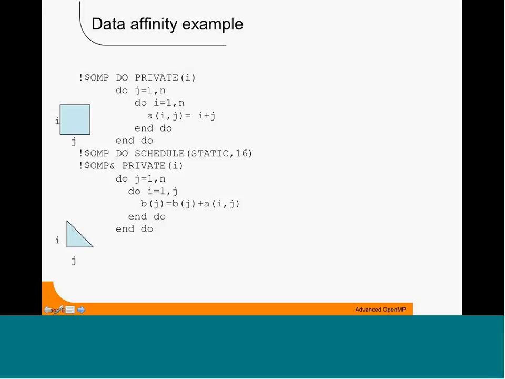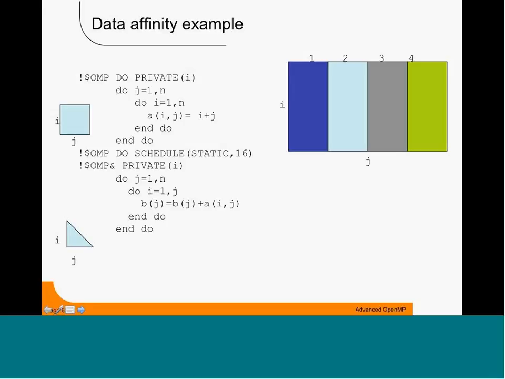Okay. In the first one, you have private i, and you iterate from j equals 1 to n and i equals 1 to n. So the first one looks like this in terms of data affinity: the first, second, third, and fourth threads each get a chunk. Each will have locality here, so it's easy to access those elements, and it is good for the cache.